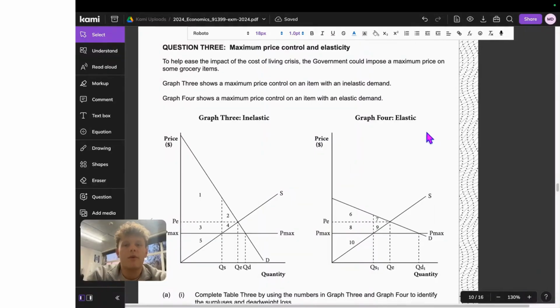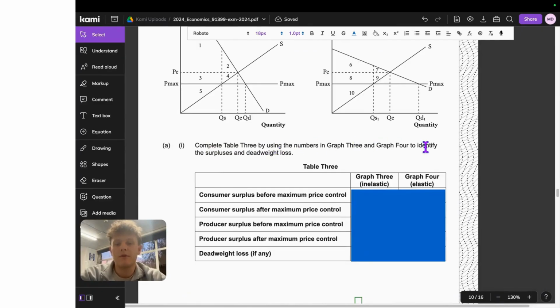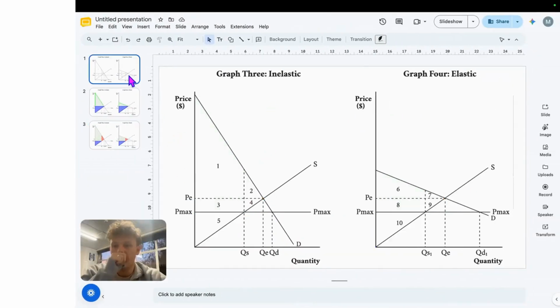All right, let's get into question 3, maximum price and elasticity. To help ease the impact of the cost of living crisis, the government could impose a maximum price on some grocery items. Graph 3 shows a maximum price control on an item with an inelastic demand, with the steep demand curve here, and graph 4 shows a maximum price on an item with elastic demand, on the shallow curve here. As you can see, the supply curve, the Pmax and the PE are all at the same points on both graphs. Complete the table by using the numbers in graph 3 and 4 to identify the surpluses and the deadweight loss.